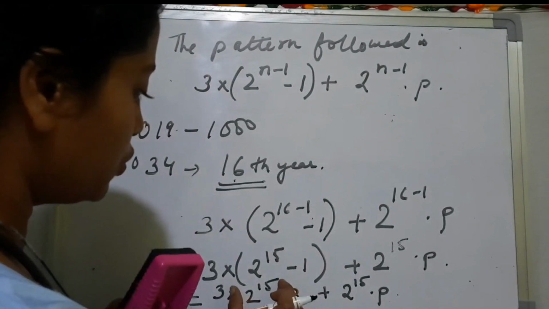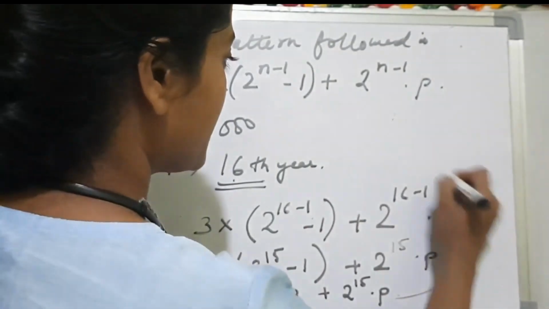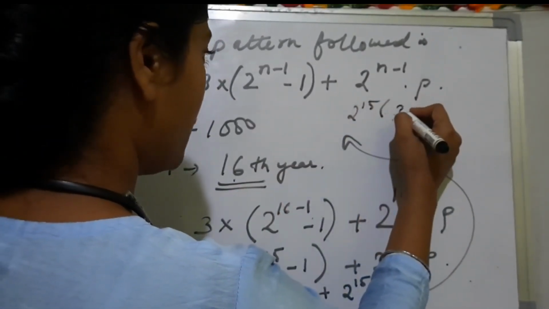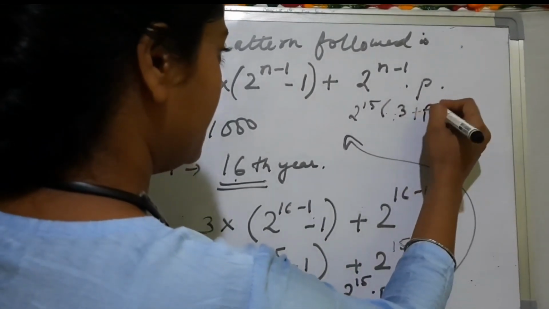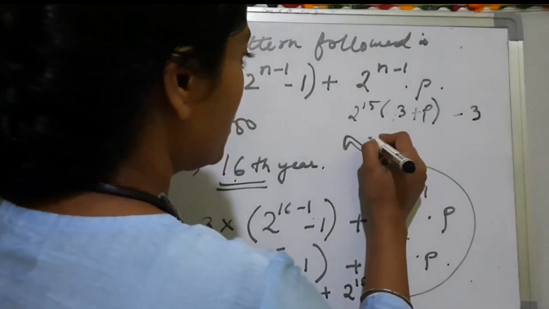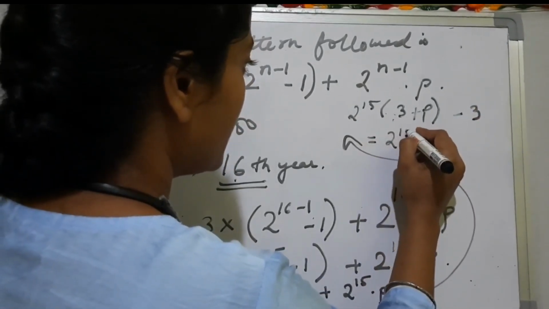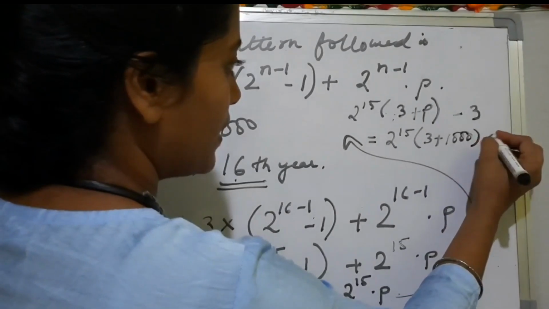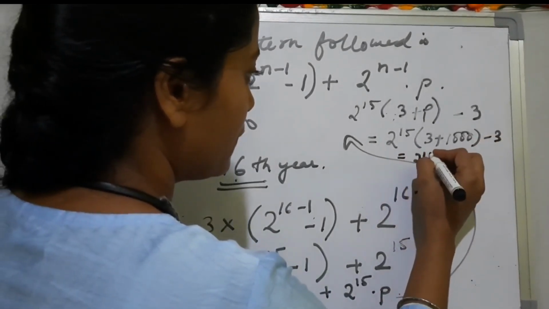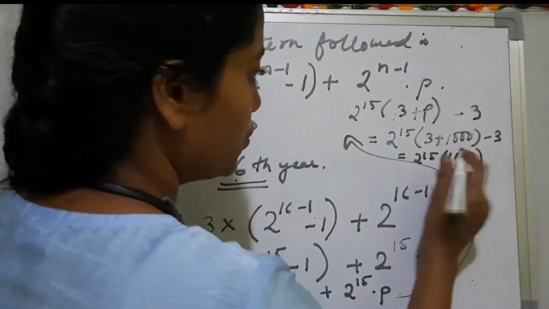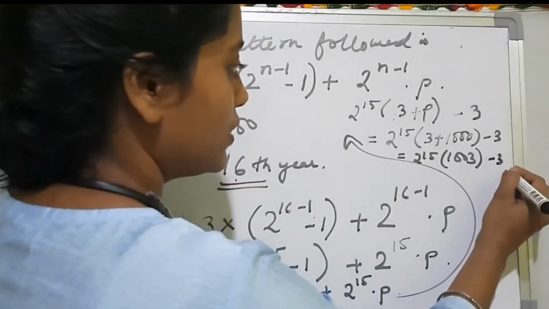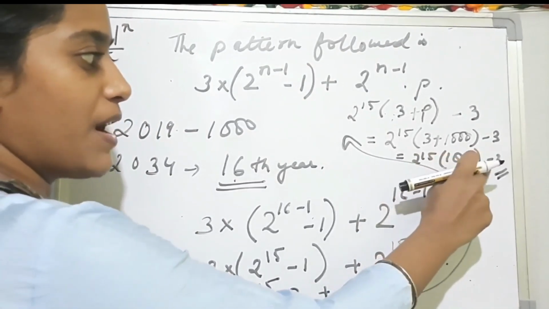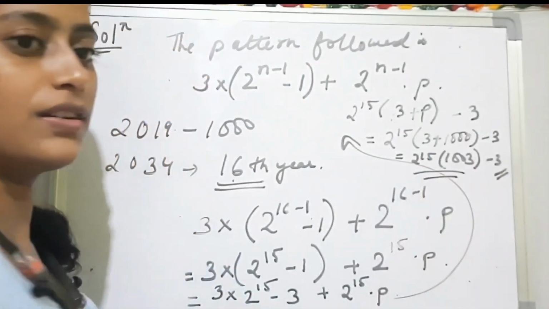So we'll take 2 to the power 15 common. I am doing the process here: 2 to the power 15, 3 plus p, and this minus 3. So here we get 2 to the power 15 into 3, and we know that the value of p is 1000. So we write here 1000 minus 3. So we get 2 to the power 15 into 1003 minus 3. So the population of 2034 will be 2 to the power 15 into 1003 minus 3, which is the pattern given in the question option.